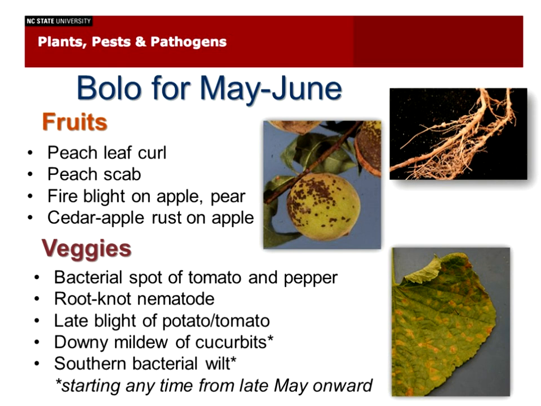For our fruits, be on the lookout for peach leaf curl, peach scab, which you see pictured here, which is an early infector on the fruits, fire blight on apple and pear, as Sarah already talked about earlier in the program, and cedar apple rust, which will have its phase on apple coming up. The vegetable garden: bacterial spot of tomato and pepper, especially if you weren't careful with those transplants. Root knot nematode on any number of vegetable hosts. Late blight of potato and tomato, that's looking a little bit farther down the road. Hopefully it won't be a problem on tomato for quite some time. And starting late May onward, be on the lookout for downy mildew on cucurbits, which you mentioned earlier, and southern bacterial wilt.